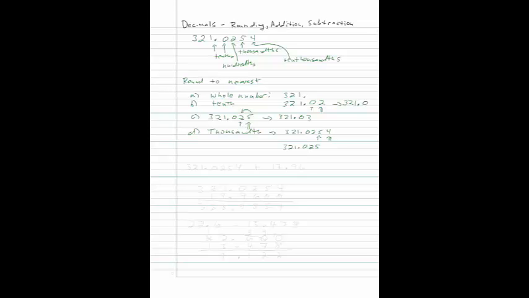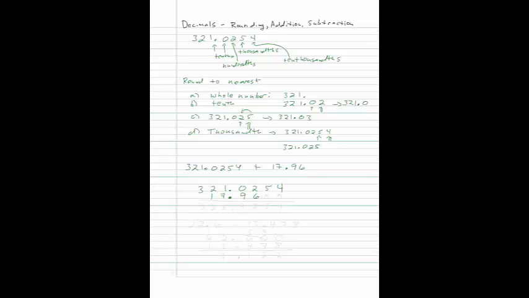Now, you want to go ahead and be able to add and subtract decimal numbers, decimal fractions. So let's take a look at our number 321.0254, and let's add 17.96. If we're going to add decimal numbers, we need to make sure that we pay attention to place value. And the way we do that is we line up the decimals. 321.0254 is my first number. My second number is 17.96. We're going to line up the decimals there.